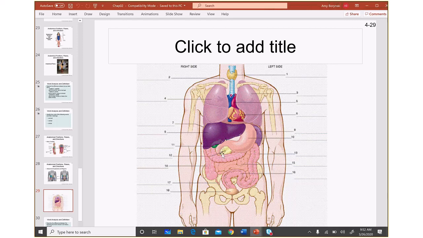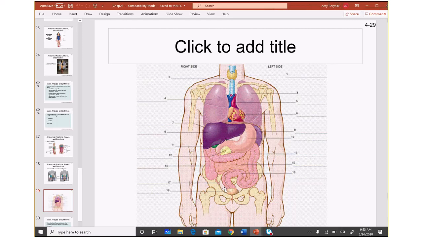Then we've got this large, and I'm outlining it here with my pointer, large intestine, which is the colon. And on the inside, we've got a bunch of much narrower, thinner tubes, which is the small intestine. And at the bottom, number 18, we have the bladder. Wouldn't want to live without the bladder.